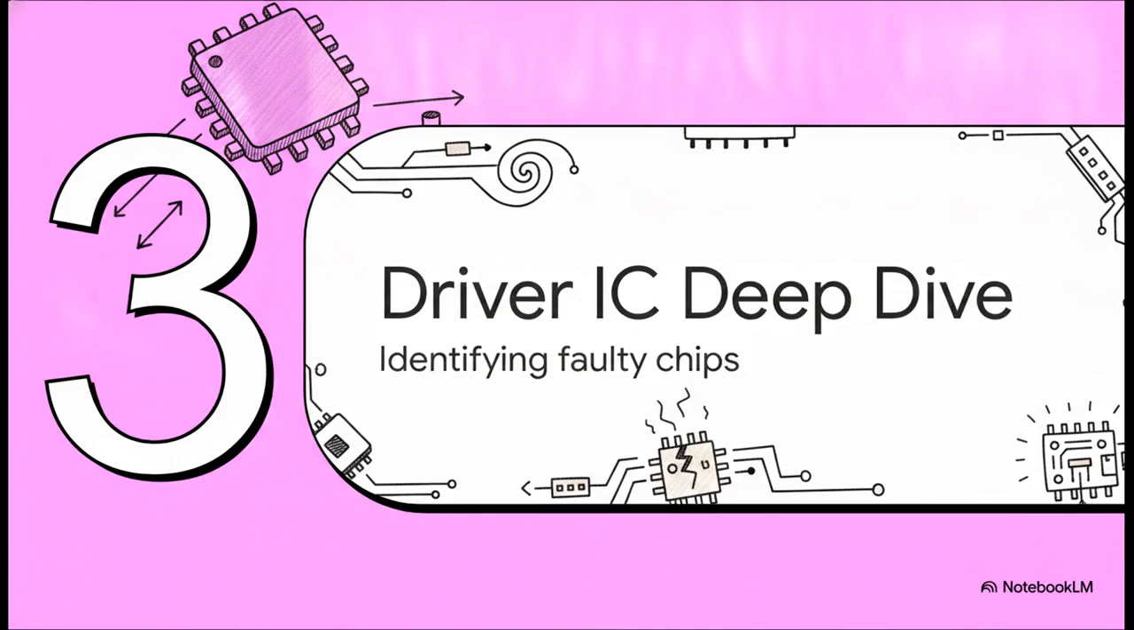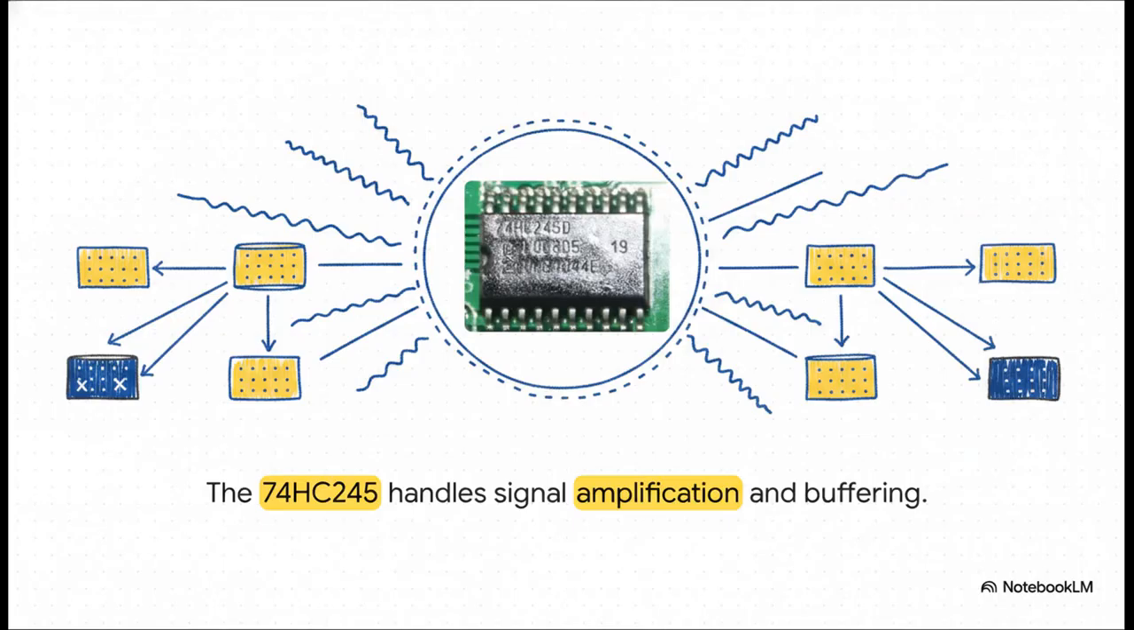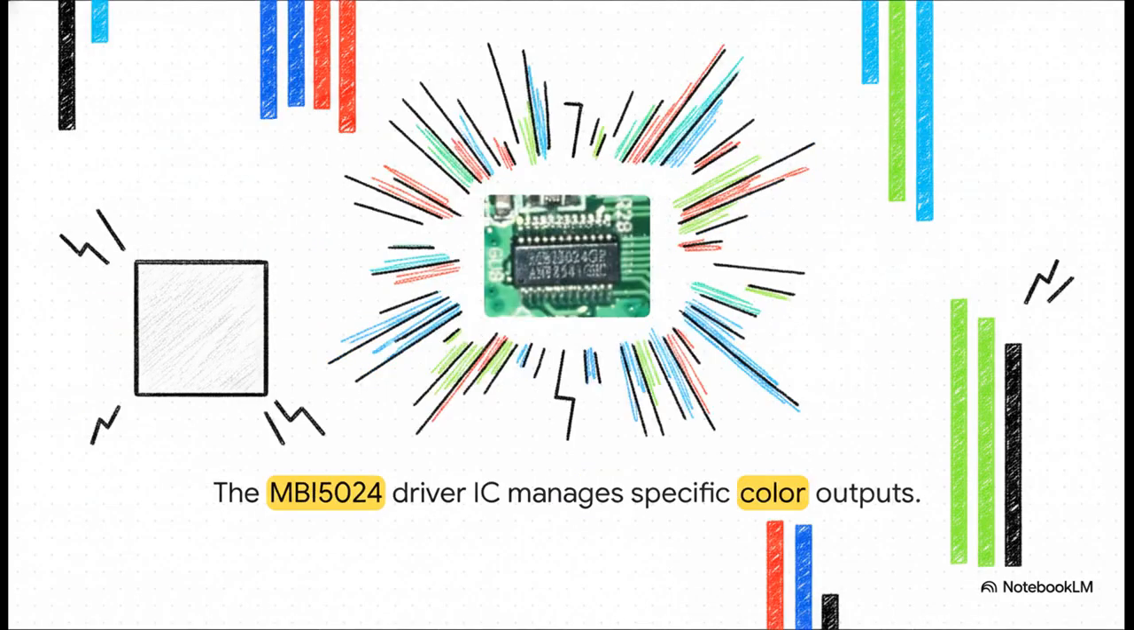It's time to physically identify these notorious chips. First up, the 74HC245 chip. This little guy handles signal amplification and buffering. So if half your unit board is completely dark, or if you're seeing entire rows dropping out, this chip is usually the very first suspect you need to pull in for questioning. Next, we have the MBI 5024 driver IC. When this one goes rogue, you'll see those blindingly bright, annoying lines, missing columns, or massive missing color blocks on the screen.